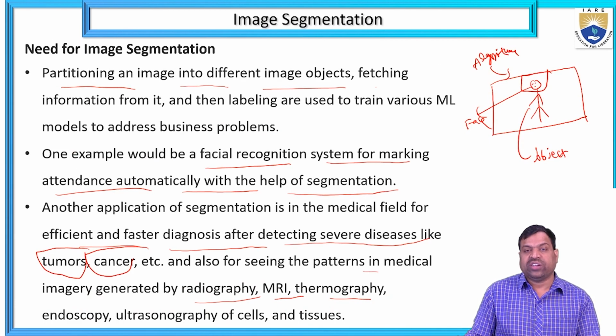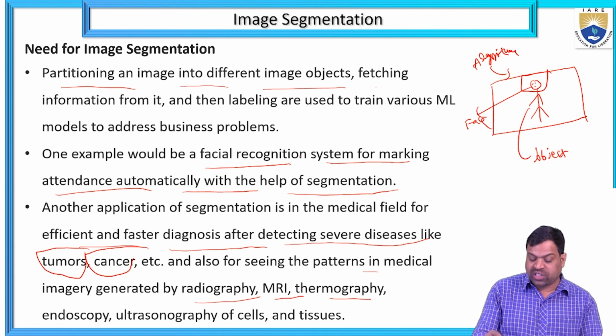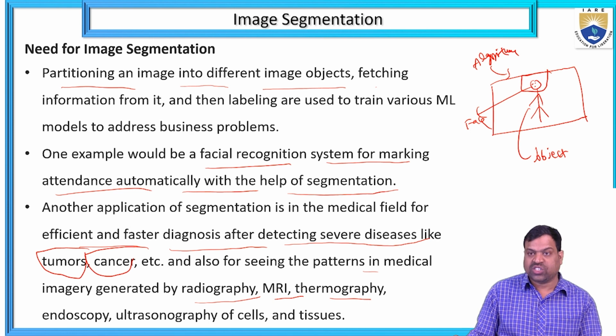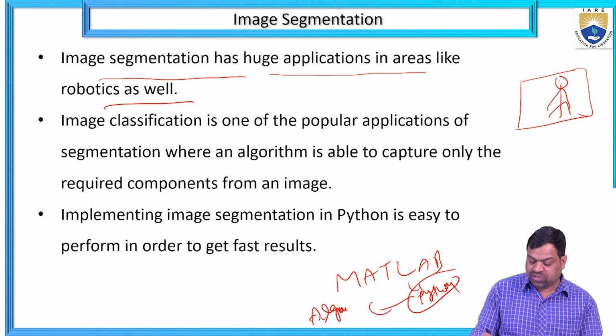So what is the need for image segmentation? It is partitioning an image into different image objects, fetching features from it, and labeling, used to train various machine learning models to address business problems. Where are we using it? In the medical field, in face recognition, in electronic boards. In the medical field: MRI, endoscopic, ultrasonic, cells, tissues, etc. Image segmentation applications are in robotics also. And with the help of Python, we are very easily preparing the algorithms.